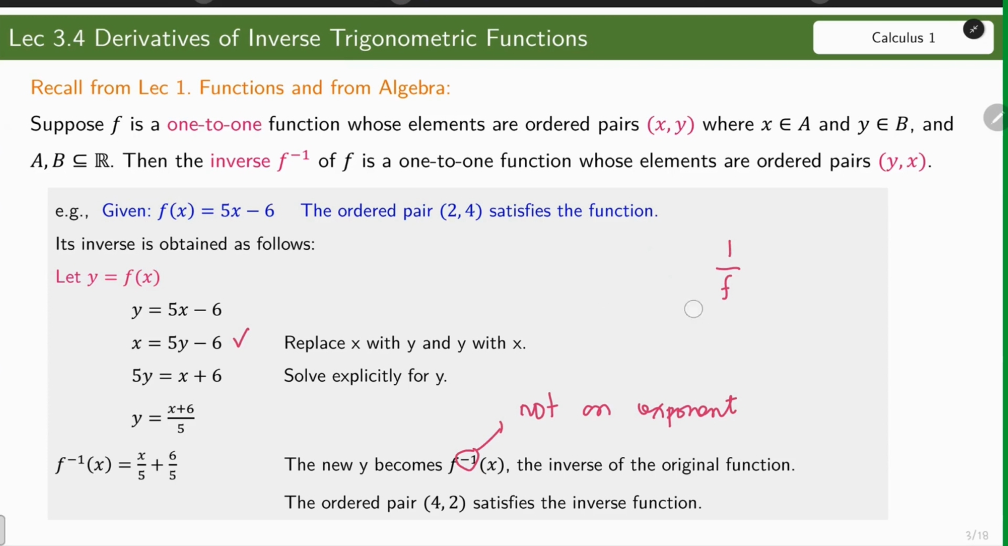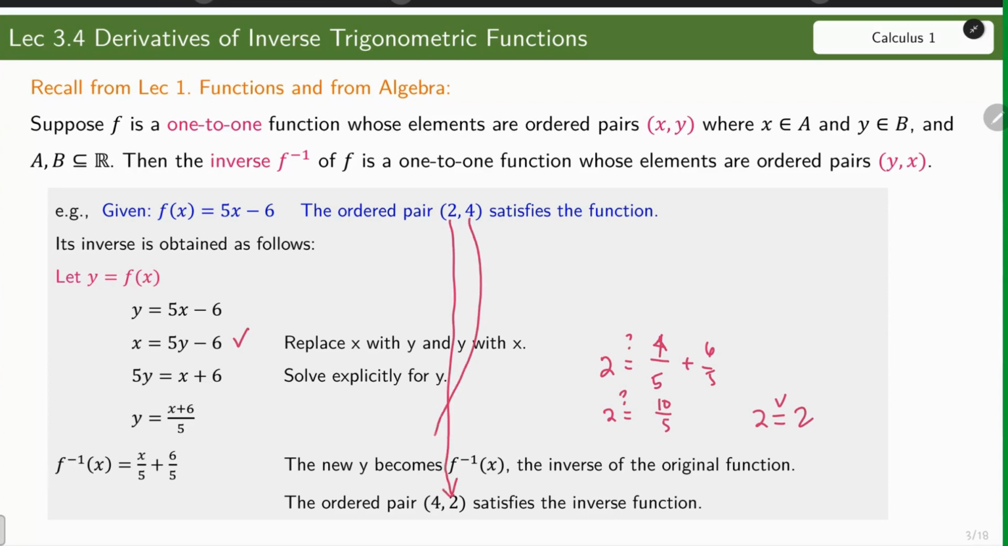And then after that, the ordered pair 4 comma 2 satisfies the inverse function. So let's check. 2 is equal to, is it really equal to 4 over 5 plus 6 over 5? So we have 2 is equal to 10 over 5. Yes, 2 is equal to 2. So as you can see, these are inverses. So 2 comma 4 satisfies the original function and 4 comma 2 satisfies the inverse function. Pinagbaliktad lang. Now, how will we apply the inverse function to trigonometric functions?